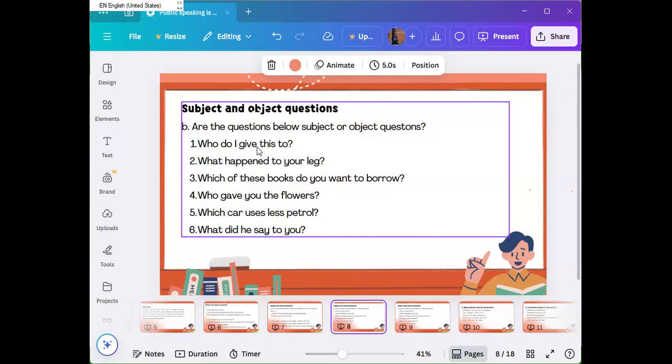Who do I give it to is an object question, correct. What about number 2? What happened to your leg? What do you think? Subject question. Subject questions, yes. Here, it can be according to the level of the English learner, some of you might have a different kind of answer to this question. What happened to your leg?